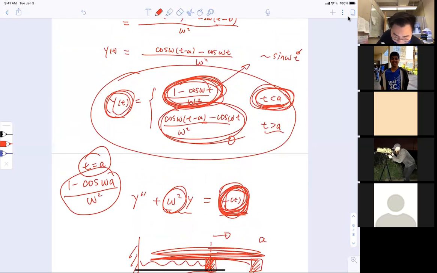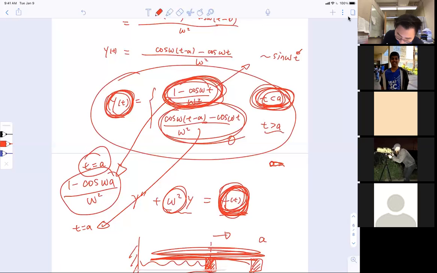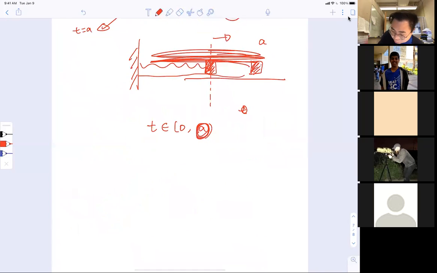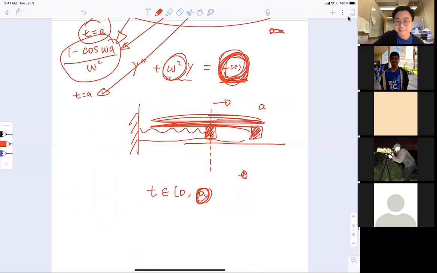And also you can say this y is actually a continuous function, even though it's a piecewise function. So if you set t equal to a, you get 1 minus cosine omega a divided by omega squared here, and if you set t equal to a on the other piece, you will get the same thing. This also makes sense, right? Because the position of your object will not change discontinuously. It's a continuous motion, right? Yeah. Okay. Thank you. Yeah, cool.